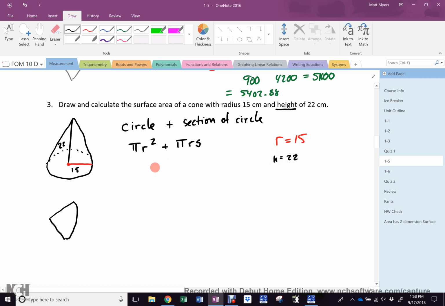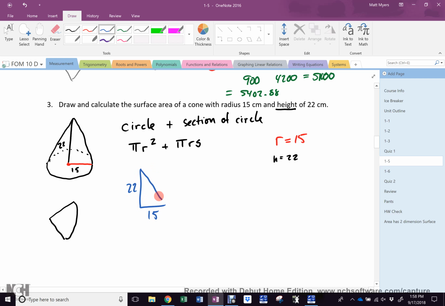No. I'm missing the slant. What always finds slant? Pythagoras. Do I have a triangle in this cone? Yes. What is it? It's 22 and 15, yeah?